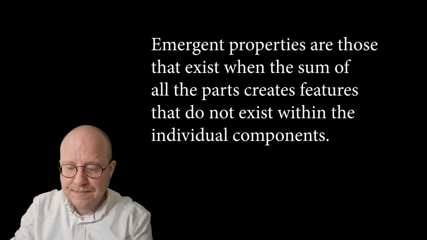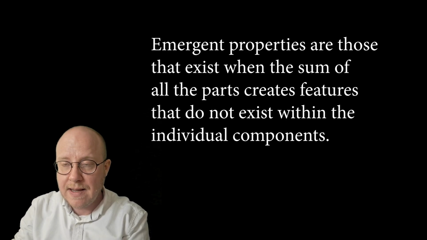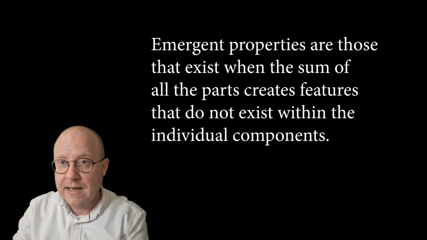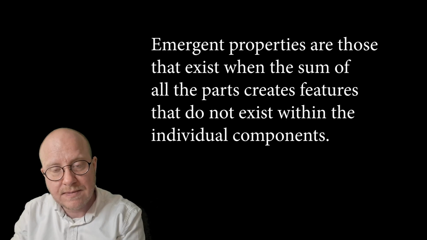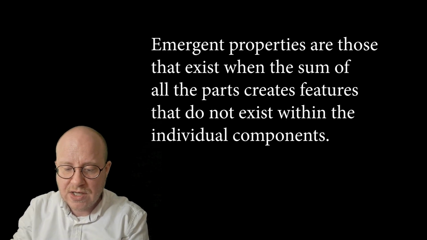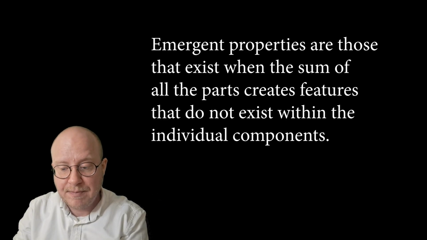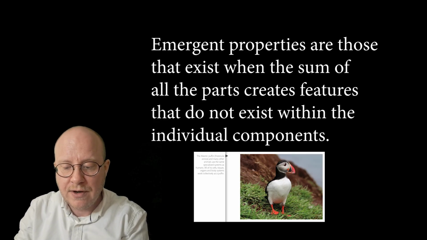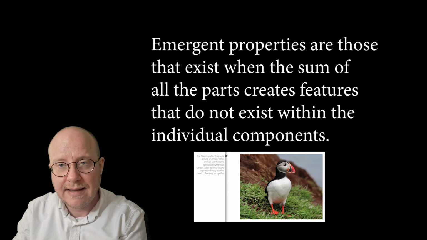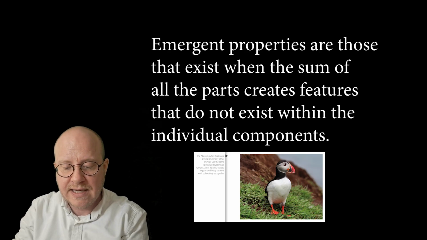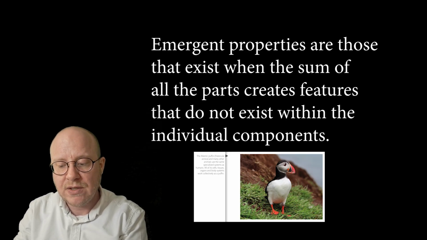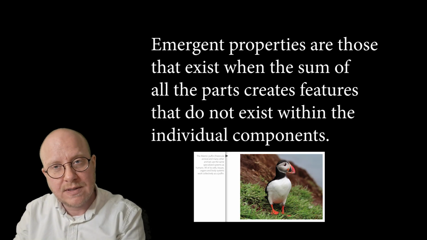Emergent properties are those that exist when the sum, think about math, adding all together, the sum of all the parts creates features that do not exist within the individual components. This is the advantage of an organism level of complexity. A puffin does not exist as a puffin until it is a complete being with all its component parts working collectively. It's working together. The organism level of organization results in a combination that is said to be greater than the sum of its parts.